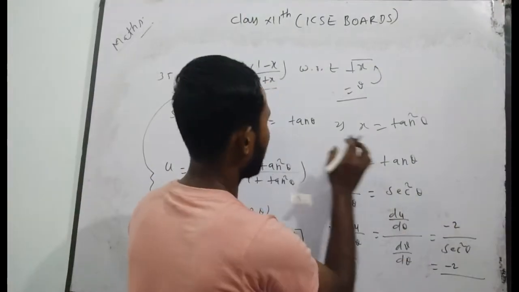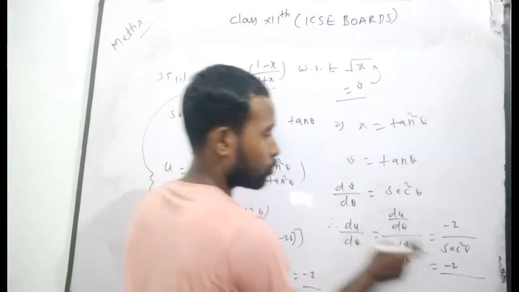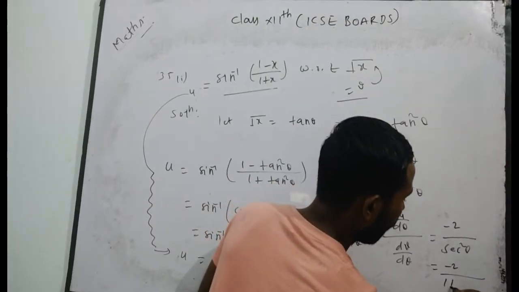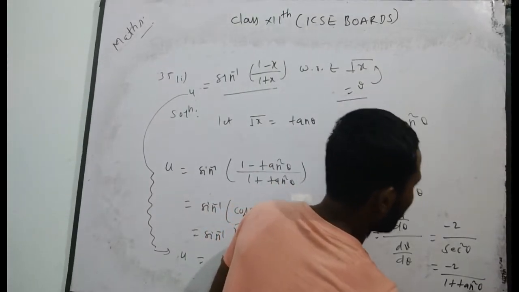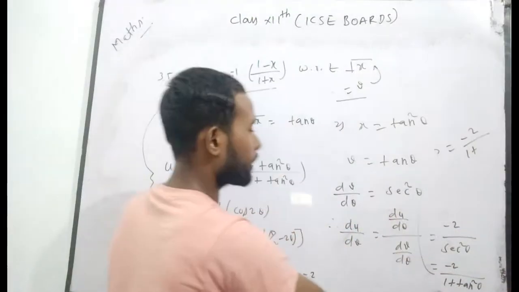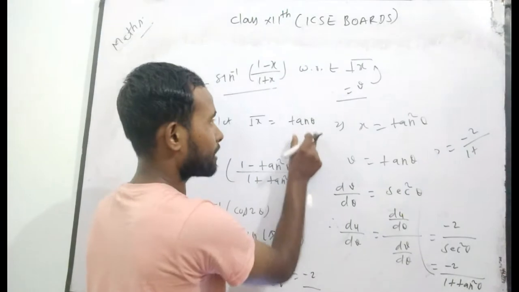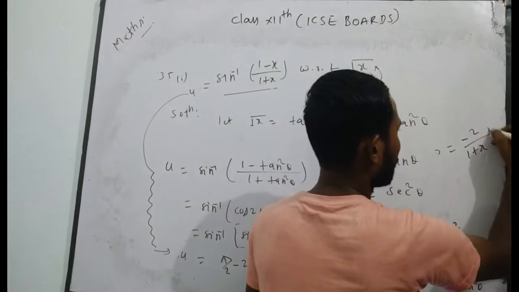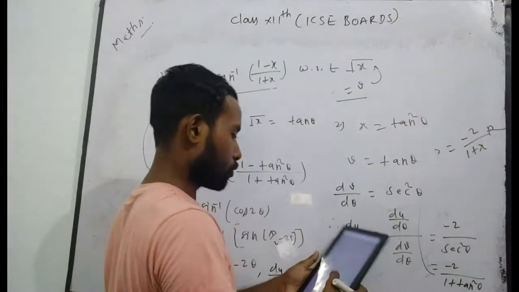As you know that tan theta is equal to root x, so sec square theta can be written as 1 plus tan square theta. Now I want to write here, it will be minus 2 upon 1 plus tan square theta. What is the value of 1 plus tan square theta? 1 plus tan square theta will be 1 plus x. So this is your final answer of this question.